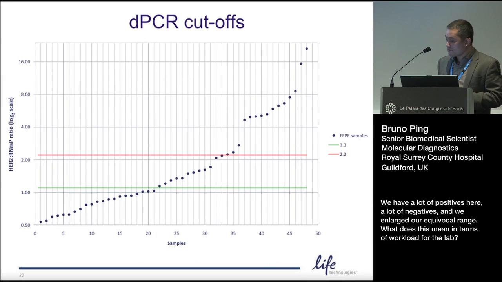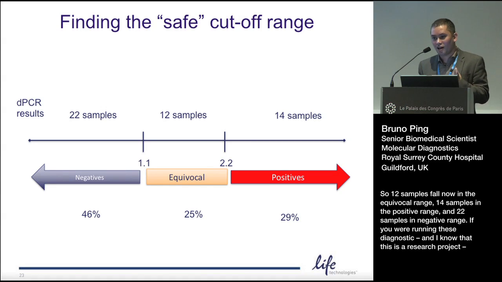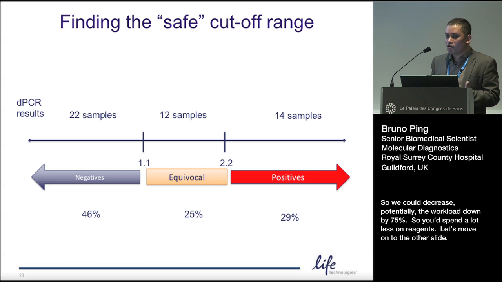So let's move forward. So we have a lot of positives here, a lot of negatives, and we enlarged our equivocal range. And what does this mean in terms of workload for the lab? So 12 samples fall now in the equivocal range, 14 samples in the positive range, and 22 samples in the negative range. If you were running this diagnostic, and I know that this is a research project, but if we were moving this forward, these samples here, positives and negatives, we don't need to test them. Only these ones to reflect to ISH or to IHC, which would be 25%. So we could potentially decrease the workload by 75%. So you'd spend a lot less on reagents.